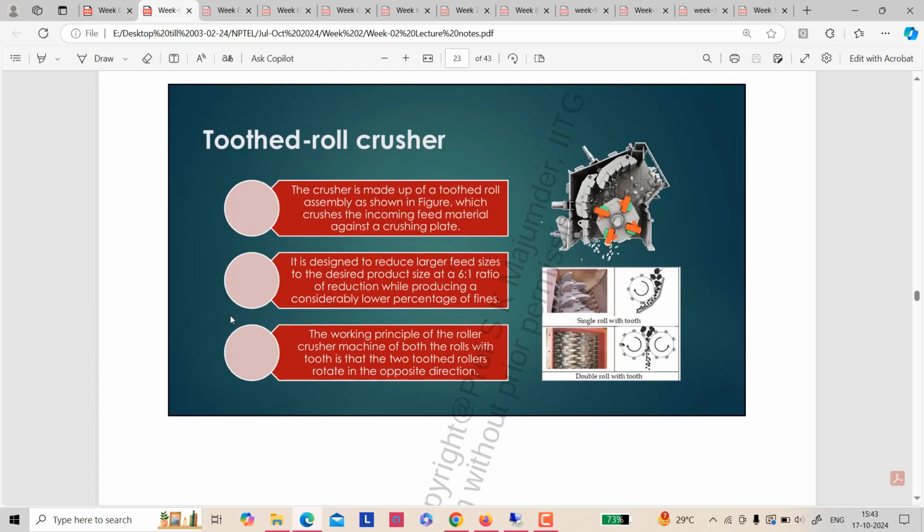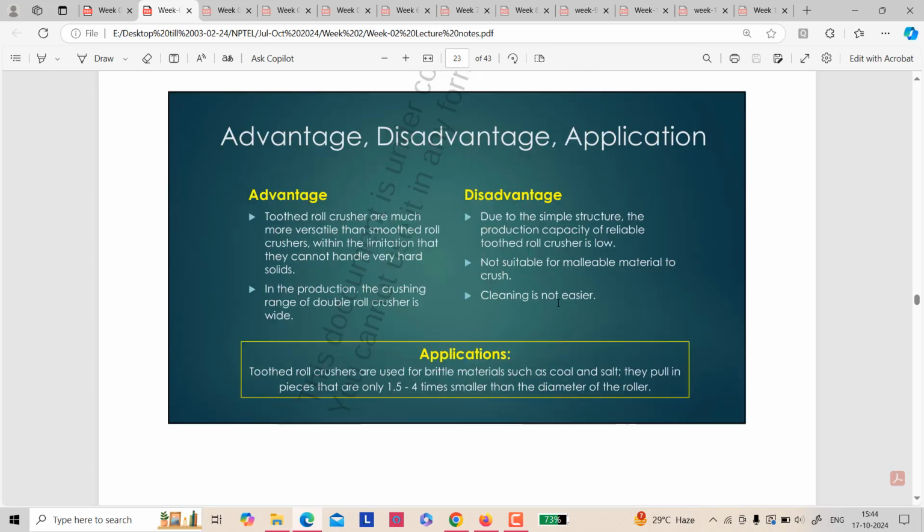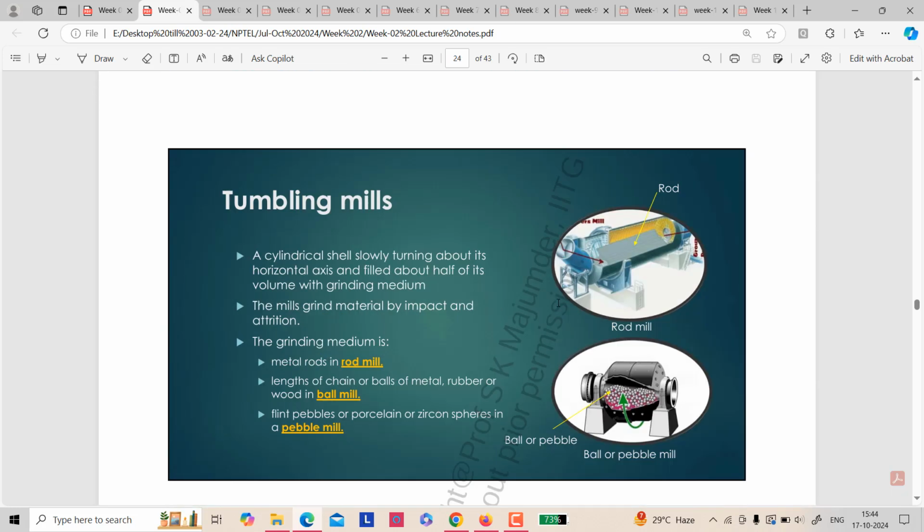There is the tooth roll crusher. That means the rolls have some teeth periodically on the surface. You can see that the crusher is made up of a toothed roll assembly as shown in the figure. It is designed to reduce larger feed sizes. Okay, so this is the toothed roll crusher. All of the crushers or equipments have some advantages and disadvantages, so we need to balance it.